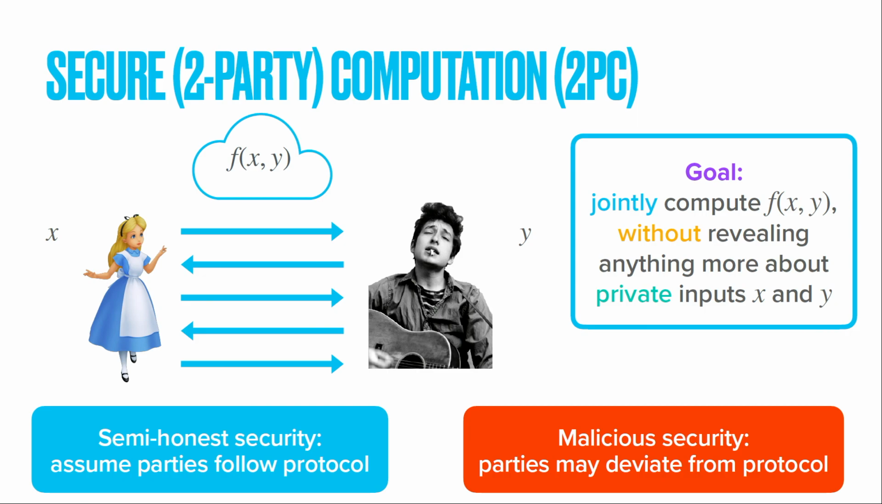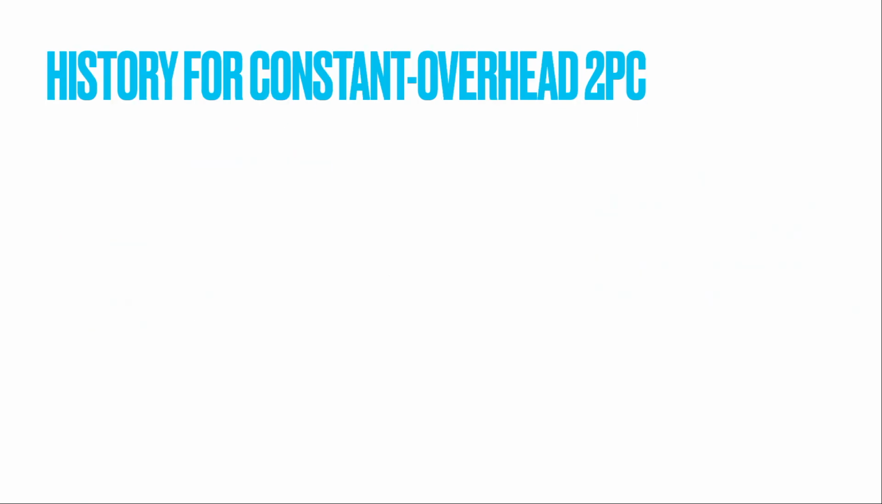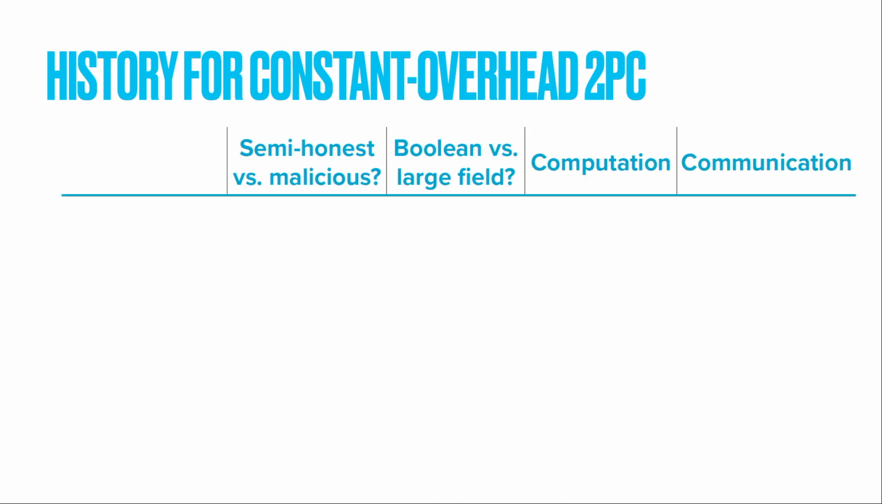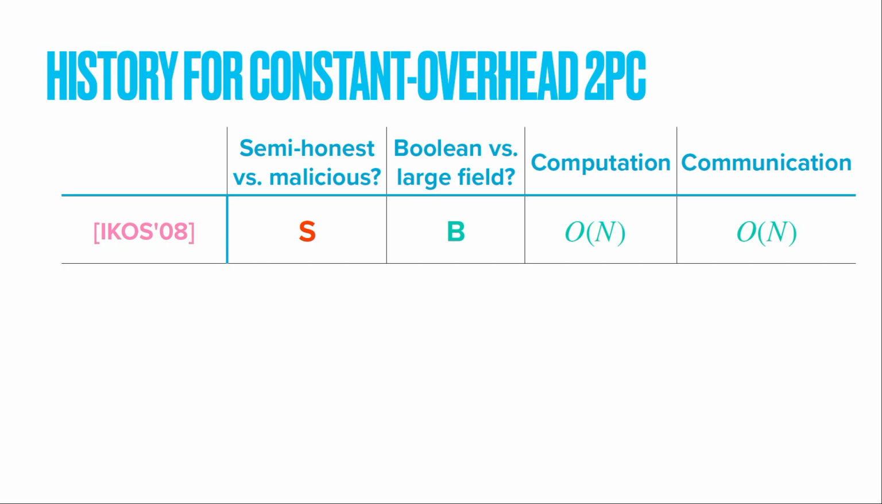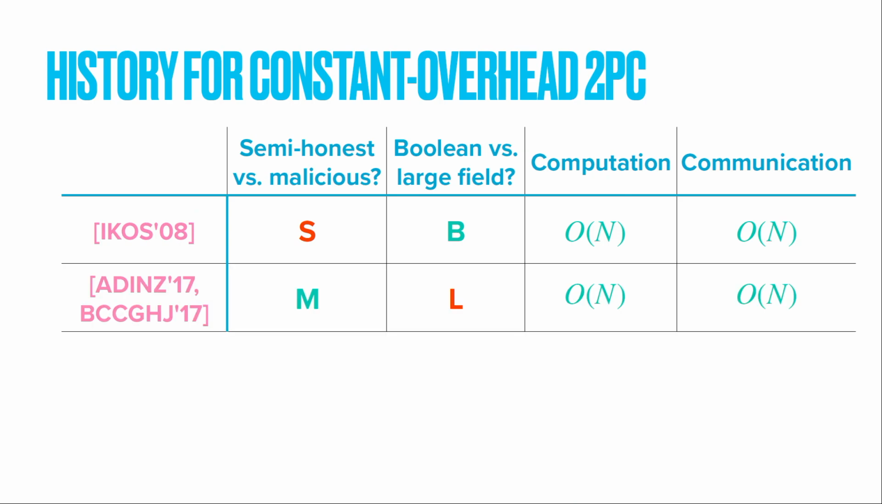Okay, so allow me to say a little bit about the history of constant overhead for two-party computation, just to set the stage. So I've already mentioned this result by ICOS in 2008, which achieves semi-honest security, and it works for evaluation of Boolean circuits with constant computation and communication overhead. So this is great. But now you could ask for malicious security, and that's what we'll be interested in today.